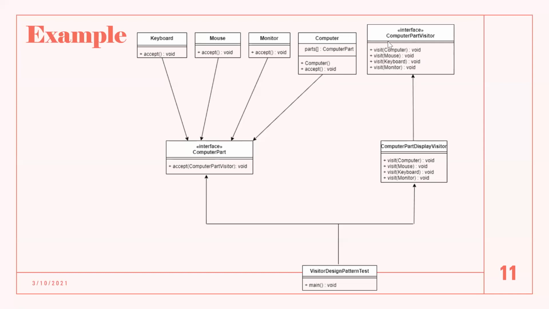Then we have our visitor class, the computer part visitor. Actually, this is an interface which just gives the definition of the visit method with different types of arguments, such as all types of visitor objects that it can accept. Then this is the implementing class, computer part display, which will actually give the implementation of these visit methods. And through our main class, we can actually use all of these classes, which you'll see with the help of an example.